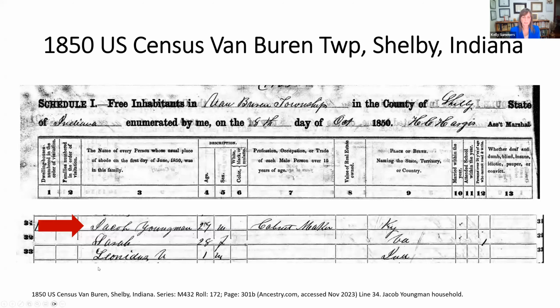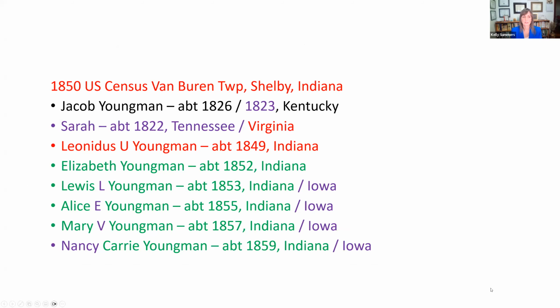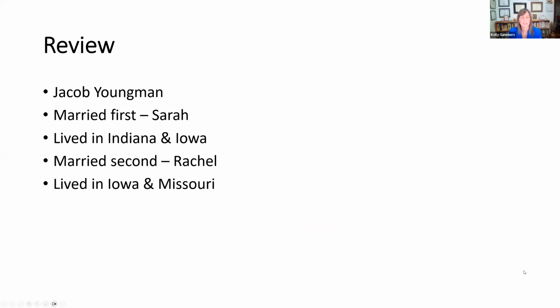Okay, then we have a child here who is 1 year old, Leonidas. He's born in Indiana. This child we've never seen again. Likely this child died when he was young. So let's go ahead and see what we have. 1850, we have information about a new child. We have another birthplace for Sarah, which is probably the correct birthplace. So that's how we put that together.